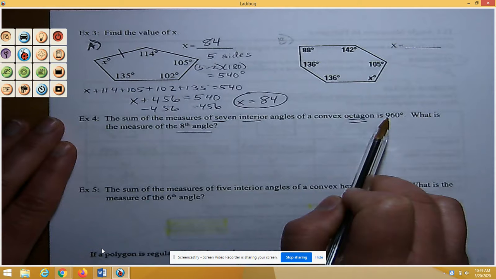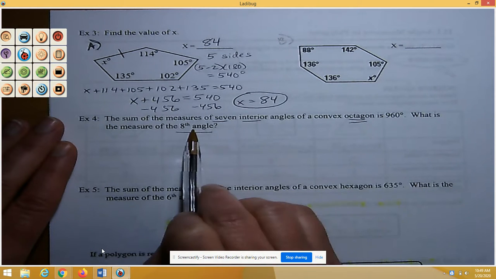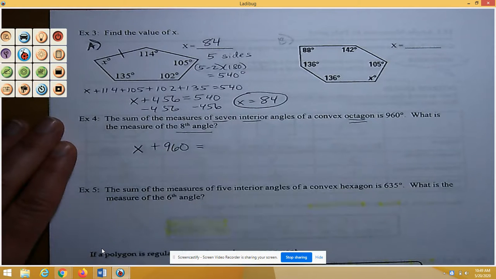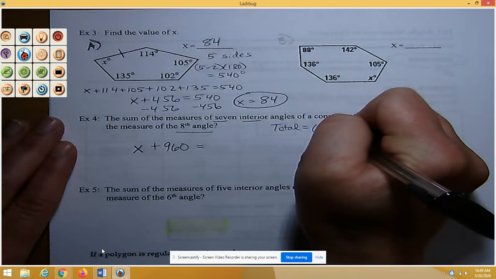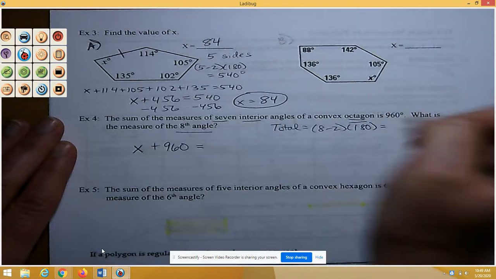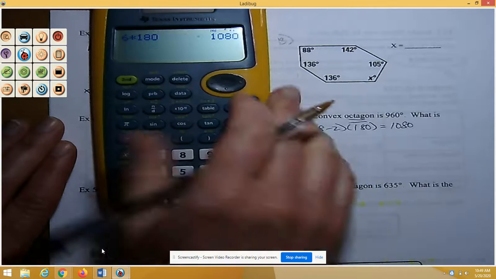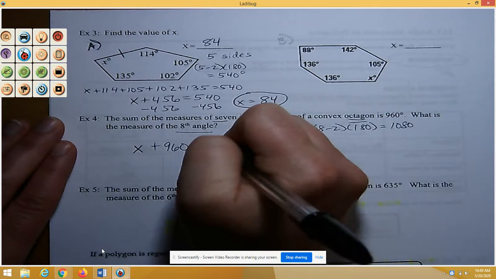So I'm not going to draw a diagram to do this, but we have 7 out of the 8 angles. So I'm just looking for that one extra angle. So I have the 8th angle plus the sum of the other 7 angles is going to equal the total. To find the total, we're going to do 8 minus 2 times 180. So when I do that, it's going to be 6 times 180, and I'm going to get 1080. I think we just did that one. So we're going to get 1080 for the right-hand side.